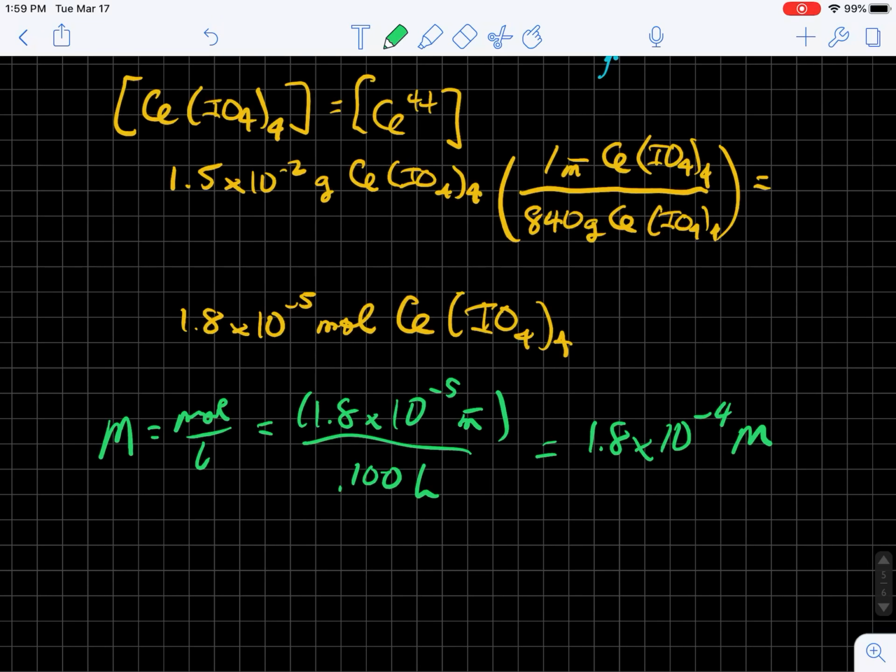Okay, so now they want the Ksp. So this is the concentration of the cerium.